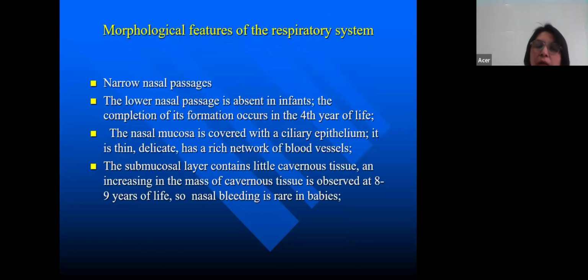Nasal cavity. Features: narrow nasal passages; the lower nasal passage is absent in infants. The completion of formation occurs at 4 years old. Nasal mucosa is covered with ciliary epithelium. It is thin, delicate, and has a rich network of blood vessels. Submucosal layer contains little cavernous tissue. This tissue, increasing in mass, is absorbed at 8-9 years old. So we have rare cases of nasal bleeding in babies.